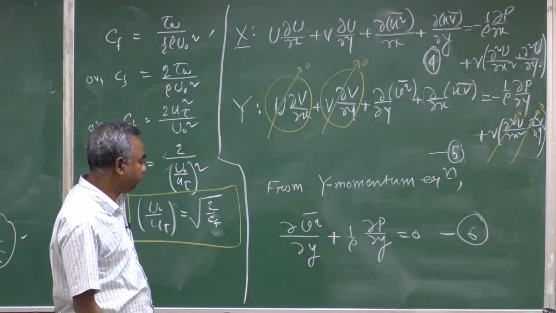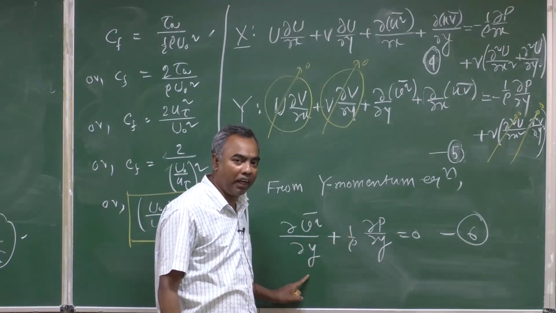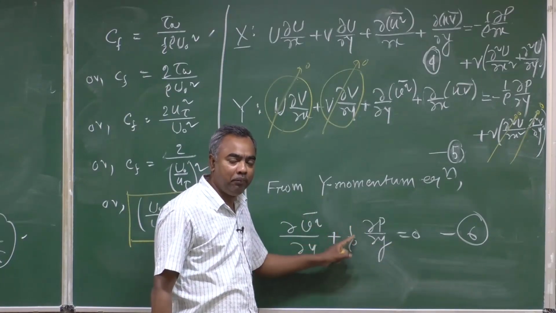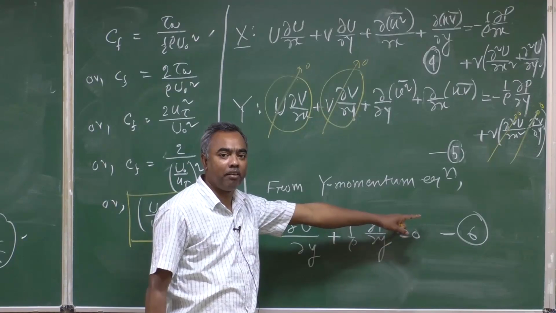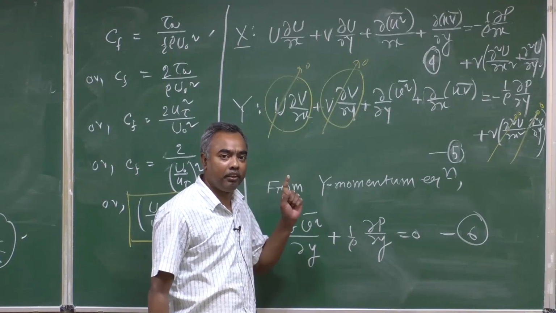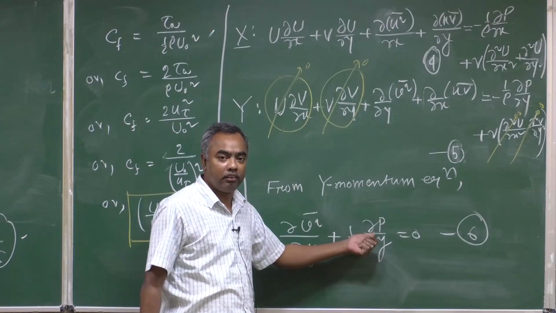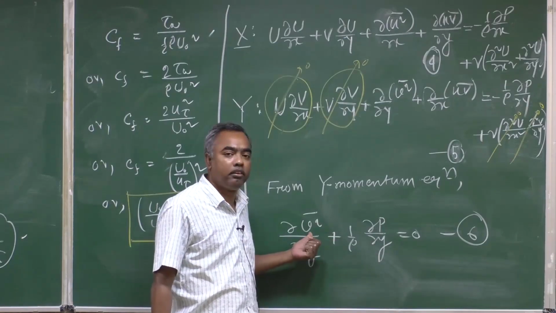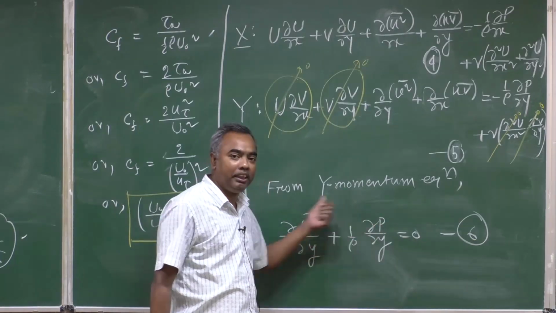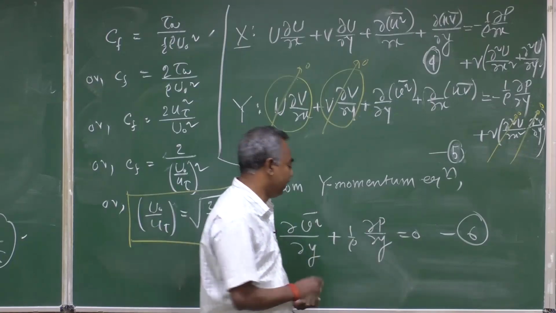Now, if you integrate and use the boundary condition in the free stream, if we integrate with respect to y, then we will get v square bar plus p by rho equals a constant, which can be a function of x. That constant can be fixed using the boundary condition in the free stream. What is the boundary condition? In the free stream, the pressure can be called P naught, and the turbulence statistics are going to be 0 in the free stream.